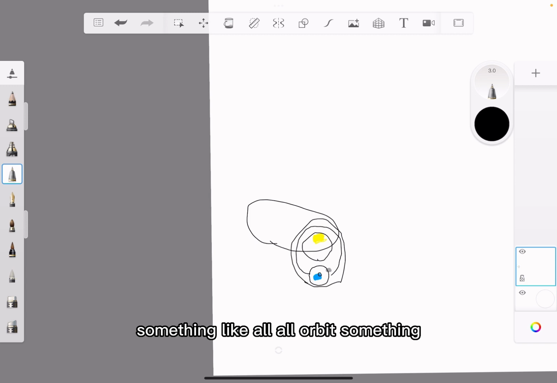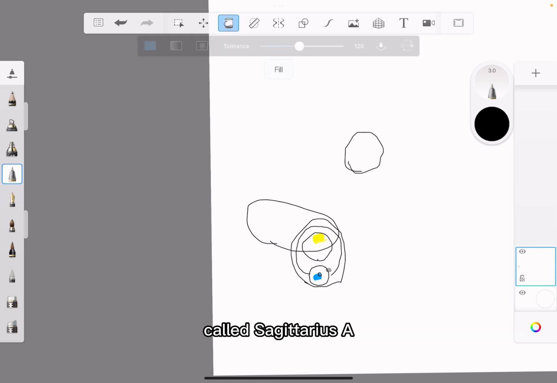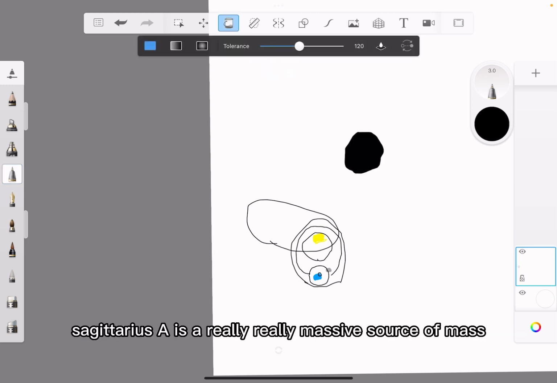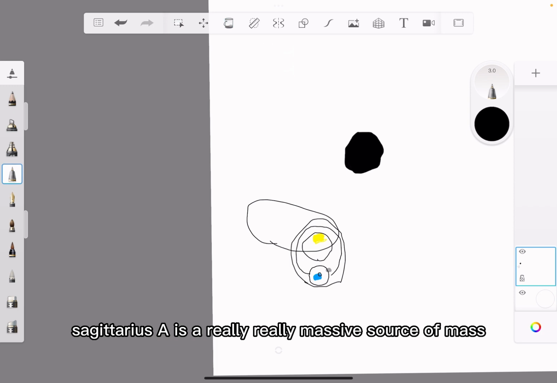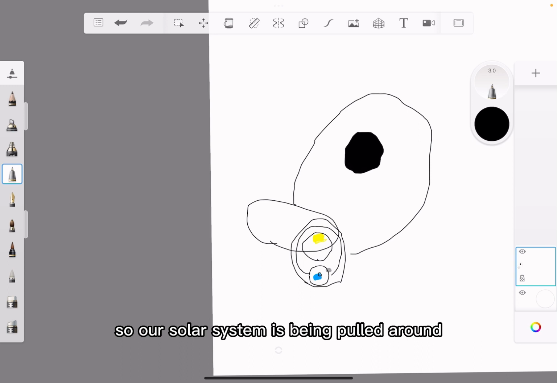orbit something. So the sun is moving really, really fast around a supermassive black hole in the center of our galaxy called Sagittarius A. Sagittarius A is a really, really massive source of mass, gravity basically, and it's able to pull our sun around it. So our solar system is being pulled around Sagittarius A.